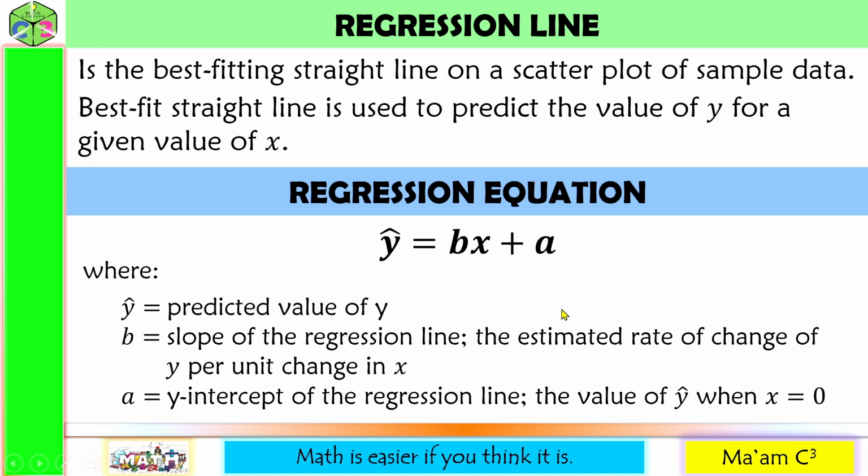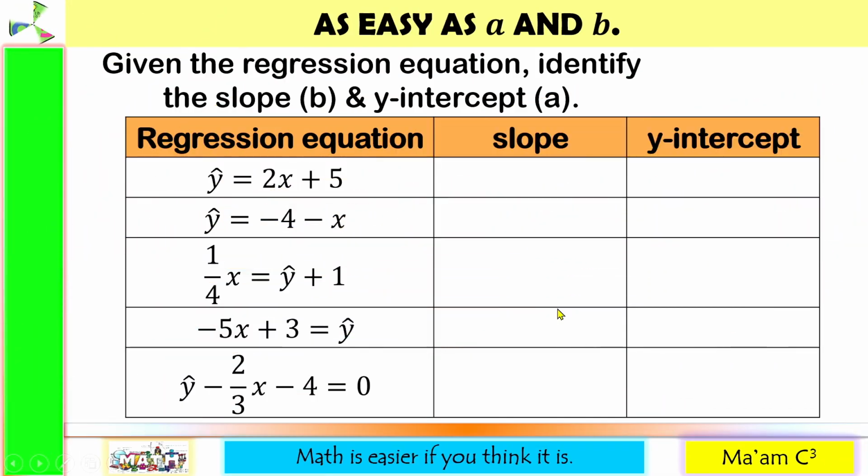Let's have an activity as easy as a and b. Given the regression equation, identify the slope and the y-intercept. Let us recall our formula. Y hat is equal to bx plus a. Take note that the slope, the letter b, is the numerical coefficient of the variable x. And just a reminder, before determining the slope and the y-intercept, make sure that y hat is isolated on one side and it is positive.